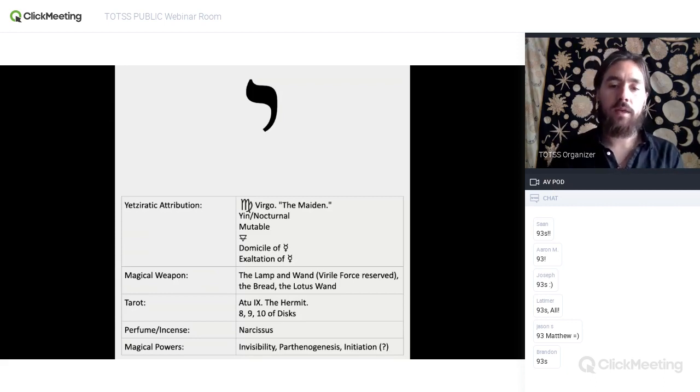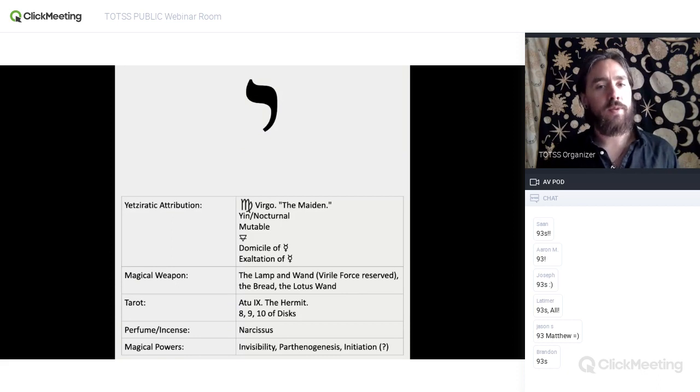All right, so it's a yin or a nocturnal sign. And it is a mutable sign, and it's mutable earth. So this is earth, which is the most stable and material of the elements, but this is mutable earth. So it's earth in its most changeable and variable and transforming state, which is interesting to think about.